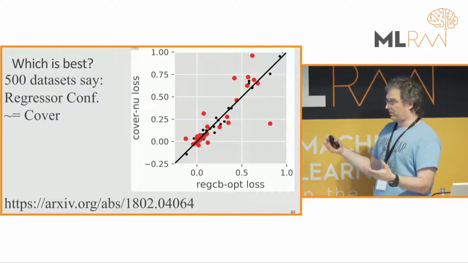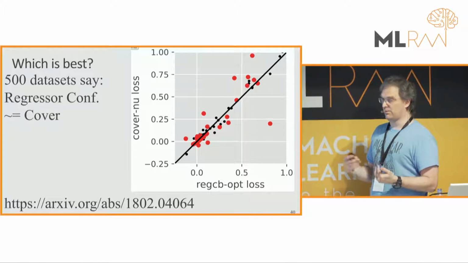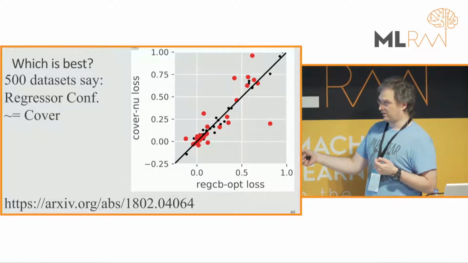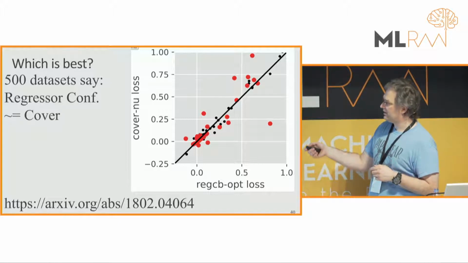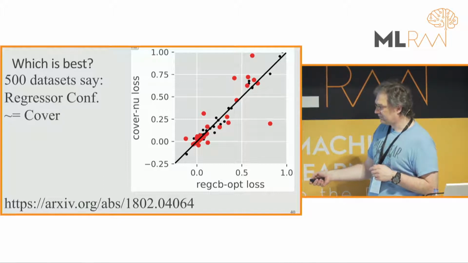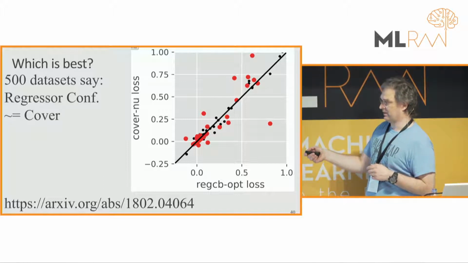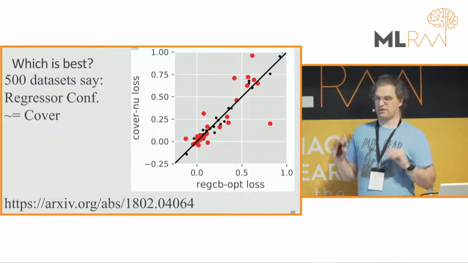There were many different approaches that we evaluated. The two exploration algorithms which gave the best performance were this regressor confidence intervals and this cover approach. And here you can see a scatter plot where we're looking at the loss of the cover approach and the loss of the regressor confidence bound approach across different data sets. And you can see that there's no real dominant structure between the two.